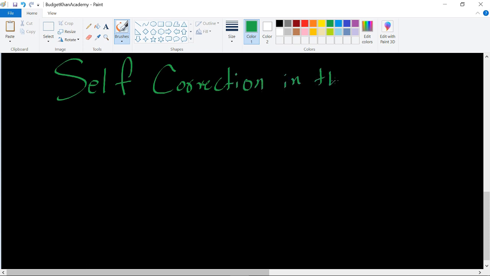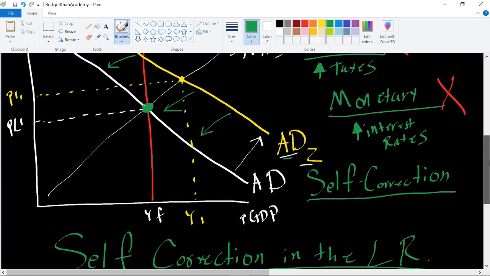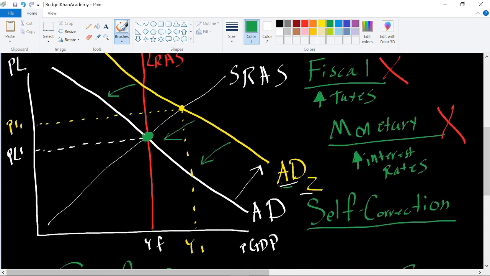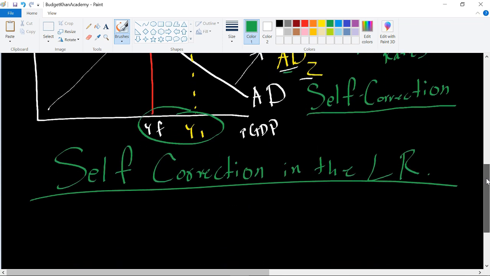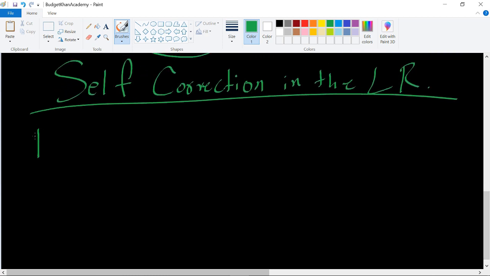Self-correction in the long run. Let's do a nice little bam. So this idea is that if we go back up to this graph and look what happens to this AD2, we have an increase in GDP. Our YF increased to Y1. So this is what's going to set everything off, this increase in GDP.